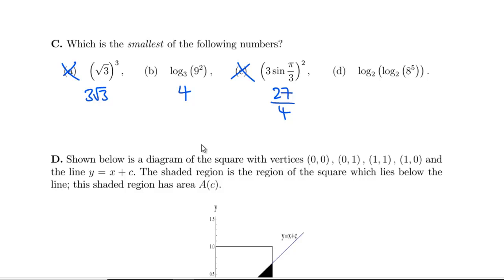Then we've got D, log base 2 of log base 2 of 8 to the power 5. So log base 2 of 8 to the power 5 is 5 log base 2 of 8, which is 5 times 3. So that's log base 2 of 15. That's less than 4, because log base 2 of 16 is 4. So it's not going to be that. It's going to be D.